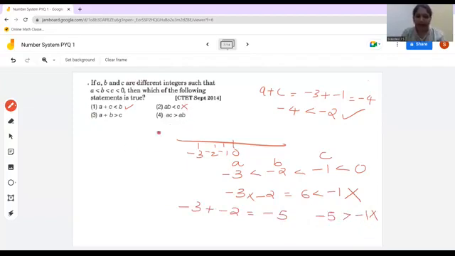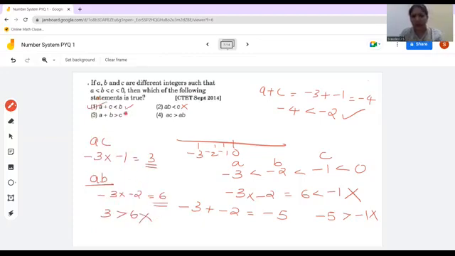Now, AC greater than AB. What is AC? It's A multiplied by C, right? So -3 into -1. So that is 3. Then, what is AB? AB means -3 into -2. That is 6. So here it is telling that 3 is greater than 6. Is it correct? No. So option 1 is the correct answer. Okay. So you can use certain numbers as examples and you can do this kind of questions.